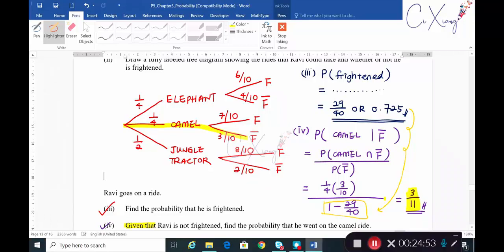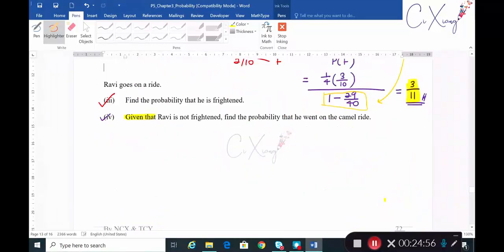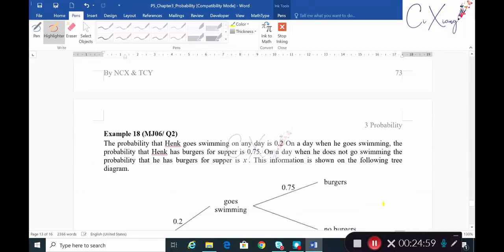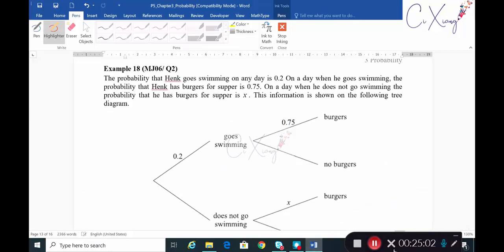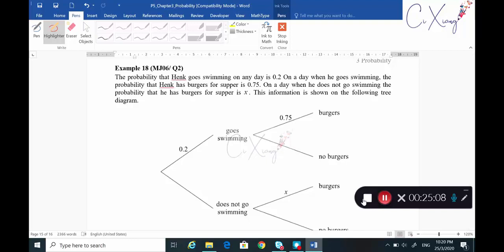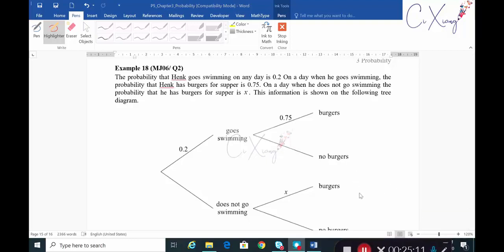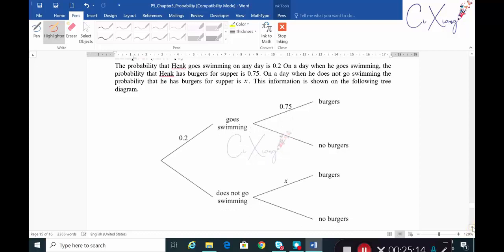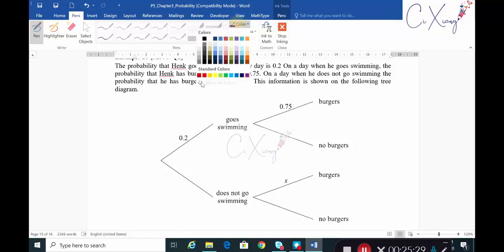Okay, then now we proceed to the last example for the tree diagram. For this example, they already give you a tree diagram, and they want you to use this tree diagram and answer the question later. From here you know that the probability Hank goes swimming on any day is 0.2. In the tree diagram, they already list out clearly the probability is 0.2. At the same time, you should know the probability for the other branch, that he does not go swimming, will be 0.8.